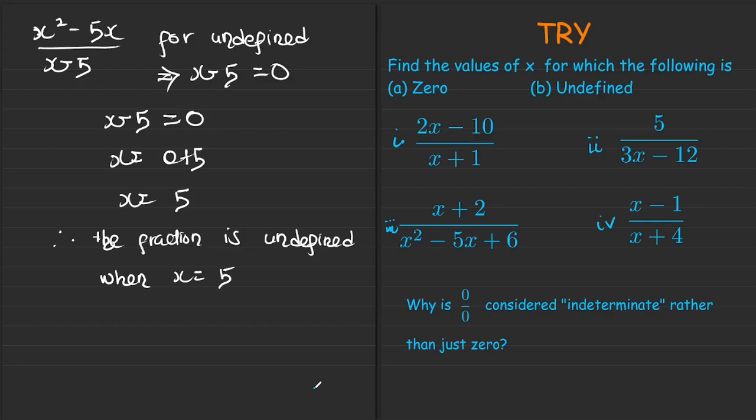There's no variable for the numerator, but yet you are also to find when it is 0. For the last one, it says why is 0 over 0 considered indeterminate rather than just 0? In other words, why do we say it is undefined or infinity rather than just 0?